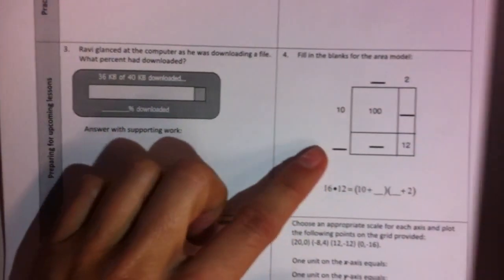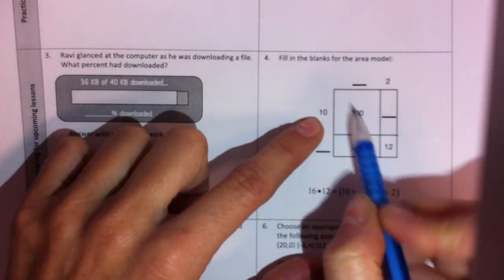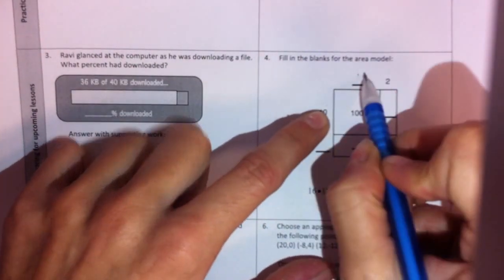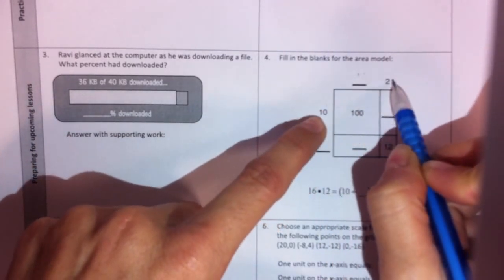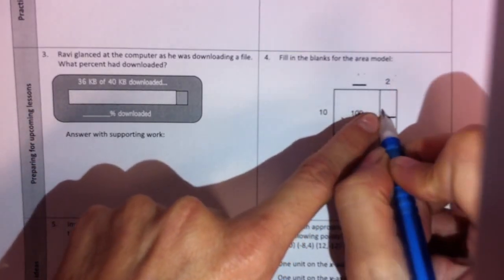Quick thing on the staying sharp. There's one thing you might not understand here. This is called an area model. What happens is this number and this number multiply to get this. This and this multiply to get this. So let me show you. 10 times 2, there should be a 20 here.